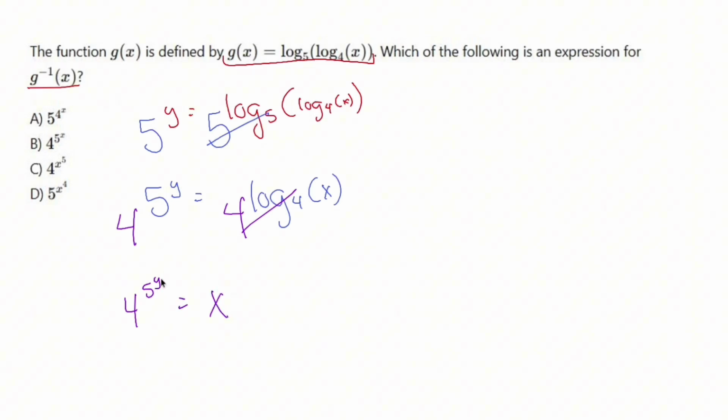Now this is g of x. They want me to find the inverse. And in order to find the inverse, your first step is going to be swap the x and the y. So 4 to the 5 to the x is going to equal y. So the inverse of g is 4 to the 5 to the x, which is b. Very strange problem, but I like it.